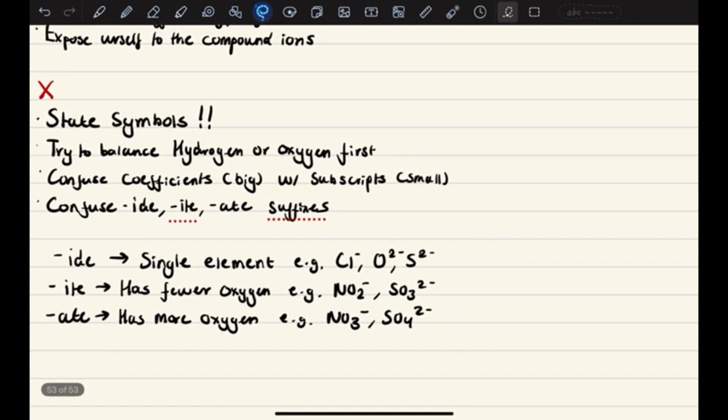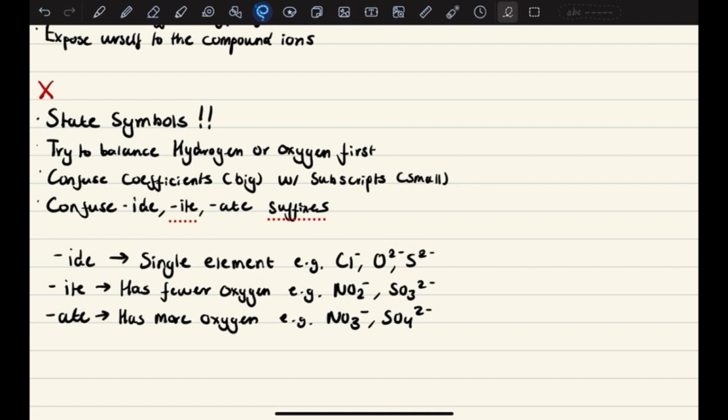What would I not do? Now, I'll put it in there again. State symbols, please do not forget state symbols. It's a really, really easy mark to pick up. Again, don't balance hydrogen or oxygen first. Don't confuse your coefficients with the subscripts, and also just be aware of them whilst you're balancing the equations. You don't want to forget that was a subscript there, and then you're losing out on more marks because it's not going to be balanced properly. So be aware of that.